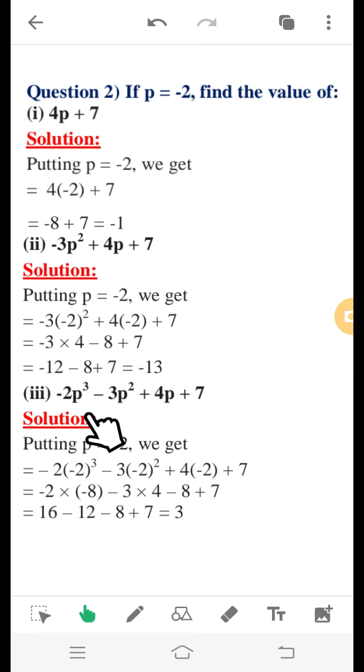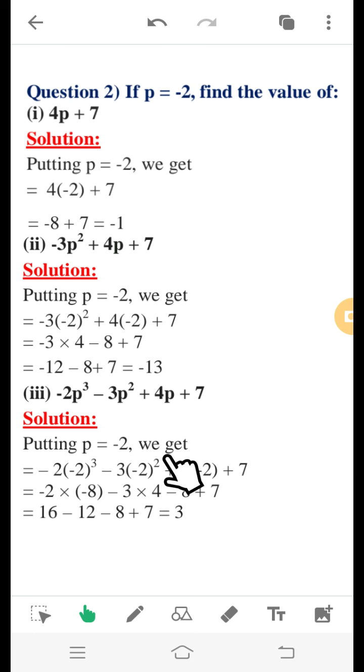Third one, minus 2p cube minus 3p square plus 4p plus 7. Putting p is equal to minus 2, we get minus 2 into bracket minus 2 cube minus 3 into bracket minus 2 square plus 4 into bracket minus 2 plus 7. 2 cube means we have to multiply that number 3 times. So it's minus 2 multiply, 2 2s are 4, 2 4s are 8. So it's minus 8.